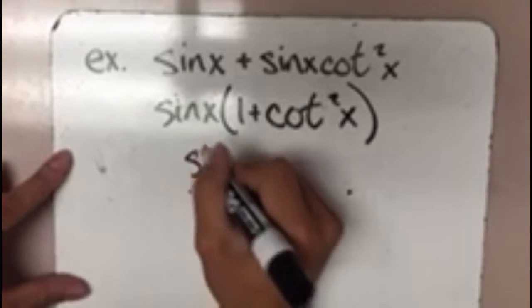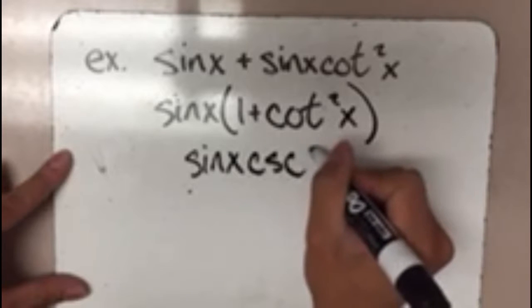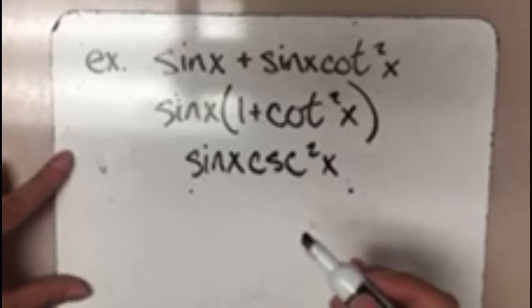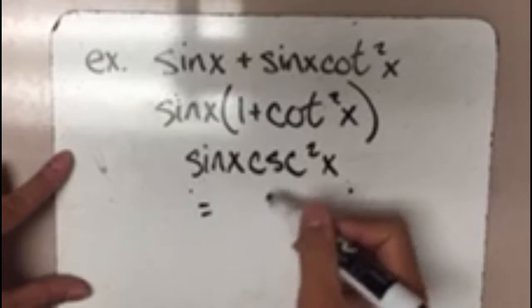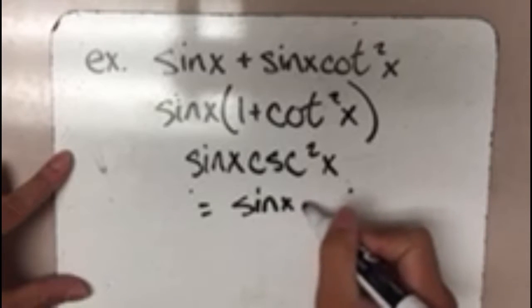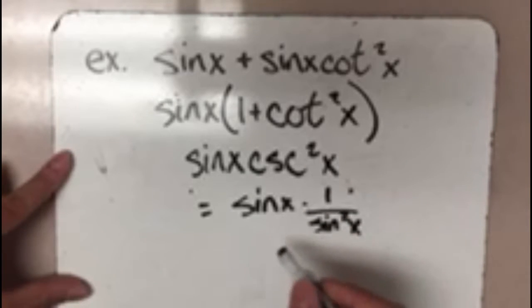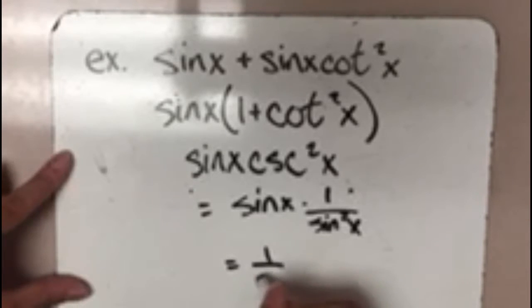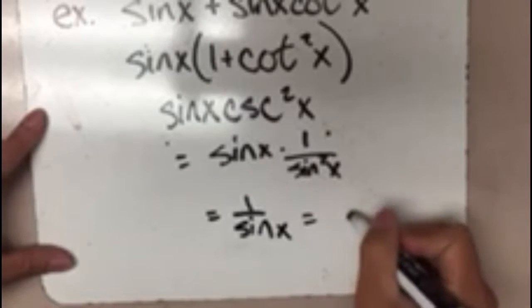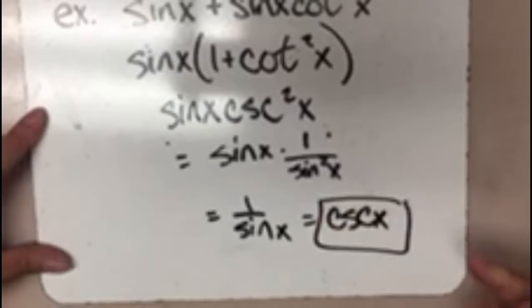So that would be sine x times cosecant squared x. And after this, you have to use the reciprocal identity, which equals sine x times 1 over sine squared x. And then after that, you'll get 1 over sine x, and that is equal to cosecant x. And that's the answer.